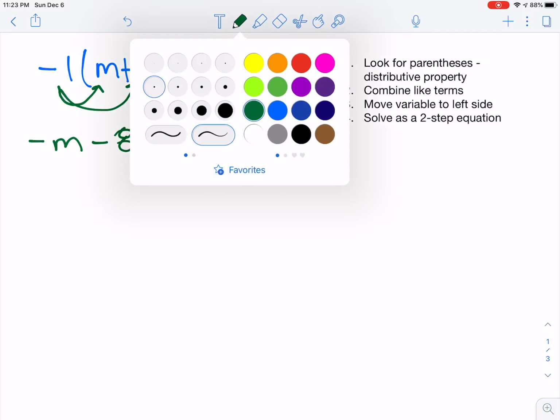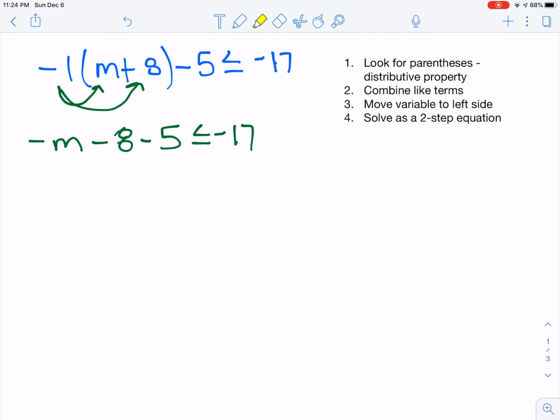The second step says combine like terms. If I look here on the left side of the equation, this minus 8 and this minus 5 are both constants and I can combine them. That's going to leave me with negative m, and if I put those together, I'm going to have minus 13. I still have less than or equal to negative 17.